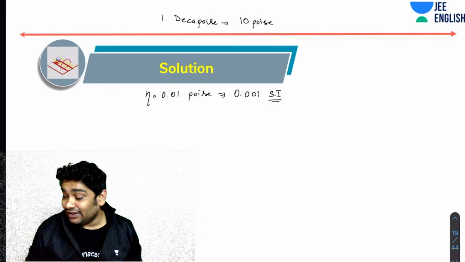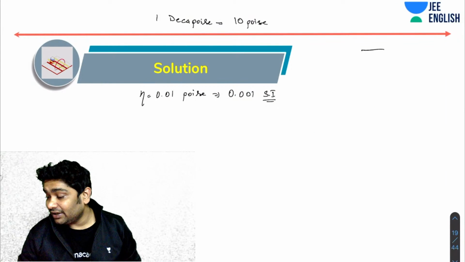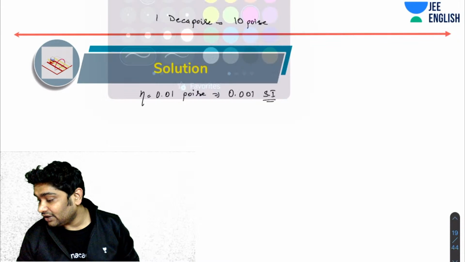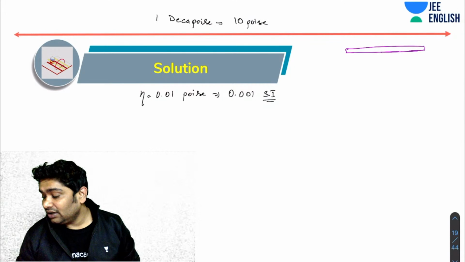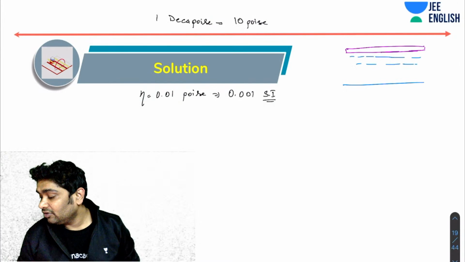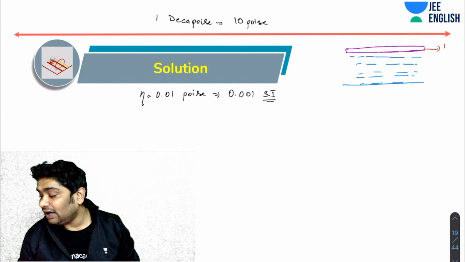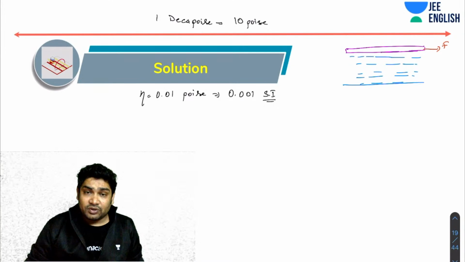Now once you figured that out, the rest of the thing is very, very easy. Let's draw ourselves a diagram. You have this plate, and you have a liquid here. Now you have to pull this with some force, and in order to move this with a constant velocity, this force must be equal to the viscous force.